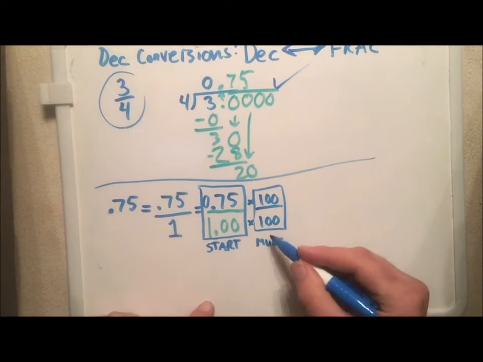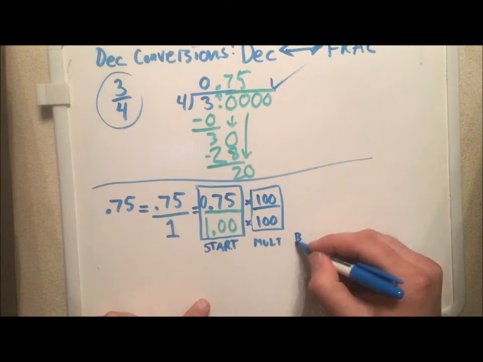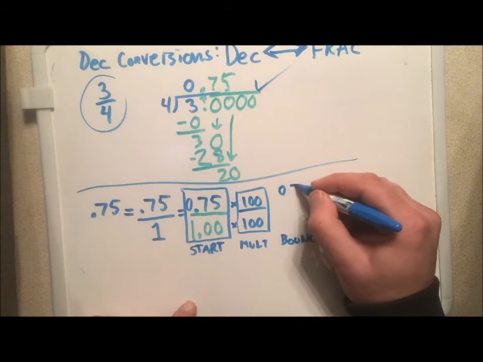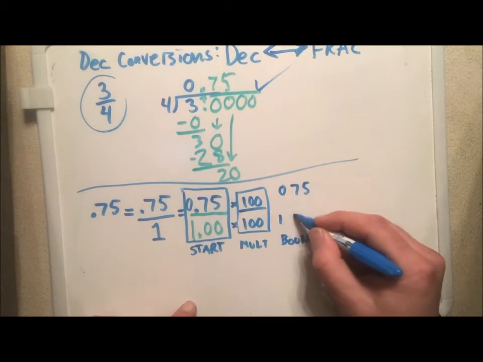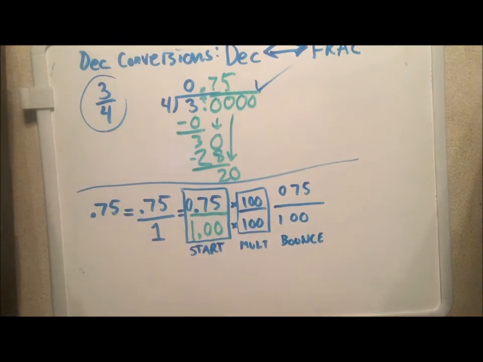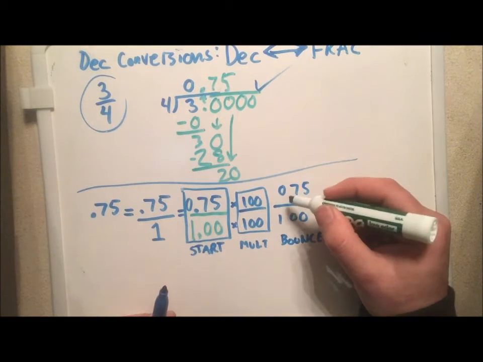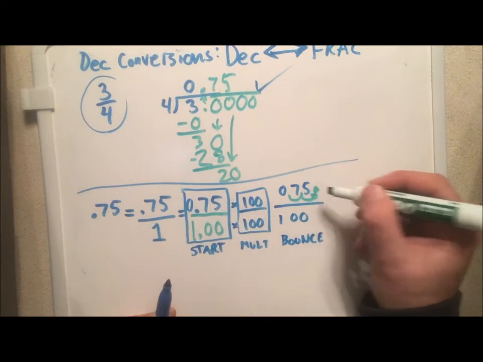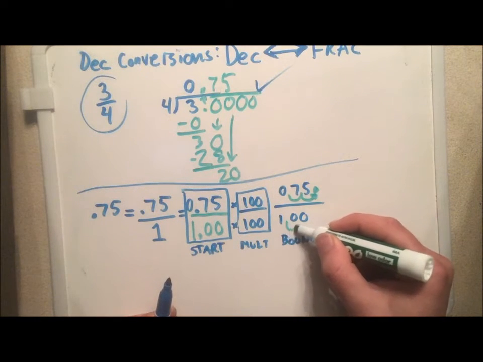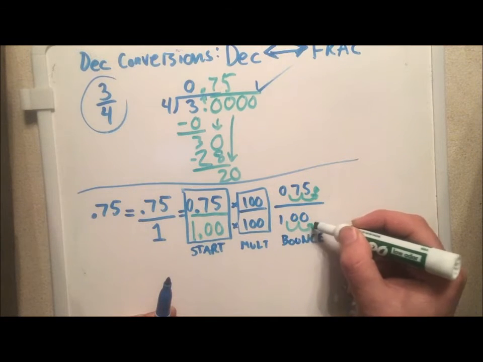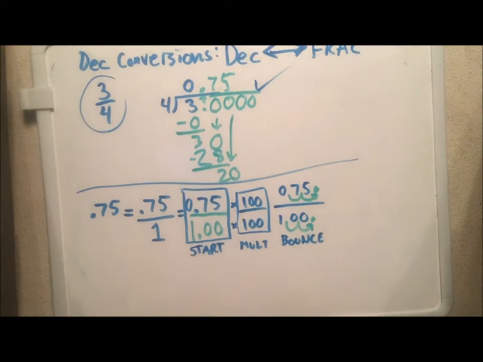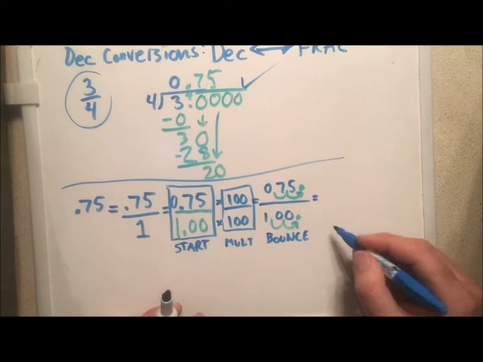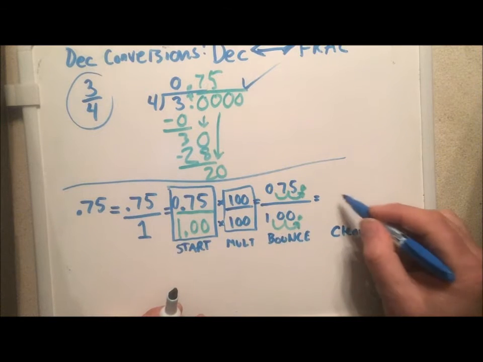So there's my start, there's my multiplication, and now I'm going to show my bounce. This is where your teacher finds out if you know what you're talking about. 0, 7, 5, 1, 0, 0. I left a lot of space so that I could show the bounces. 1 bounce, 2 bounce, arrow tip, dot. Okay, so we've shown our bounces. Maybe an equal sign would be good. And now we're going to show the cleaned up version.